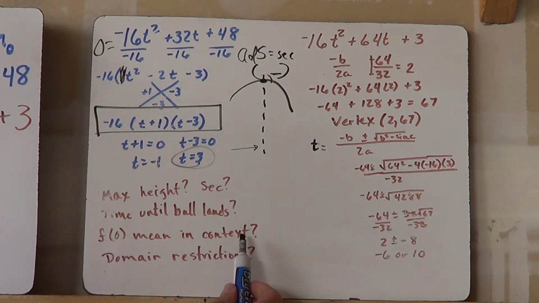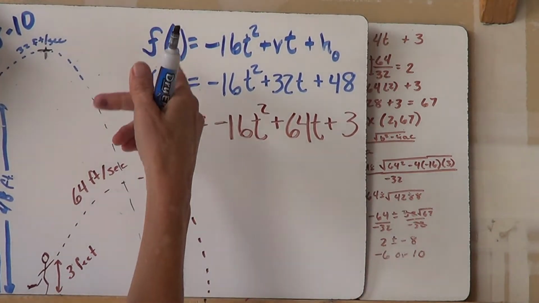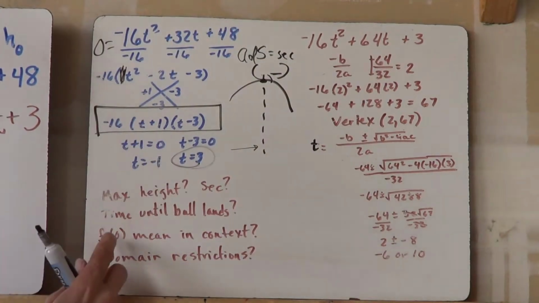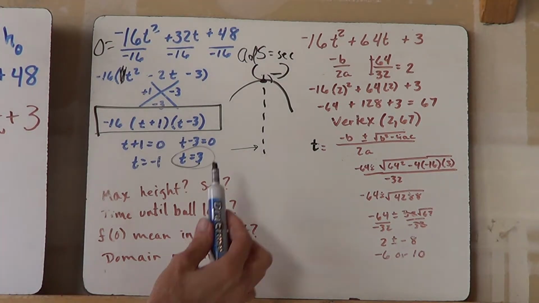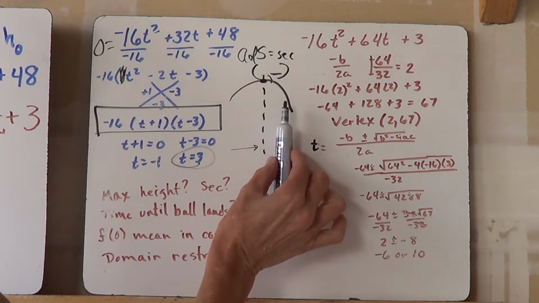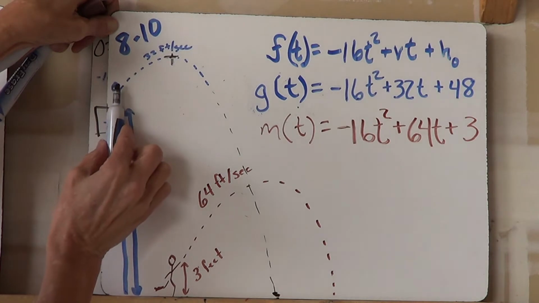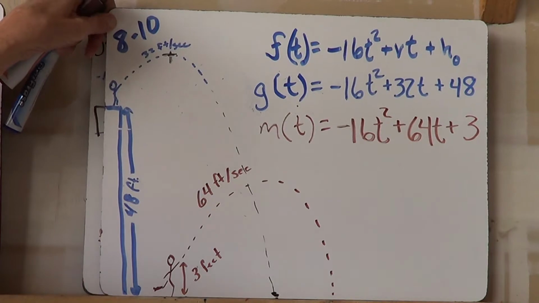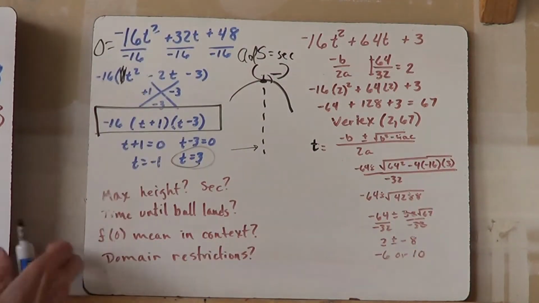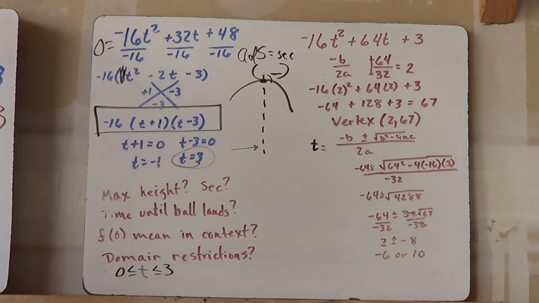What does f of 0 mean in the context of the problem? I already explained that. Back up the film and you'll see what I said when you plug 0 in. Is the domain restricted? Absolutely. The domain, remember, is our left-right. And so right here when the ball first gets thrown, that's at 0 seconds, and it only goes from 0 to 3 seconds because that ball does not continue to travel through the earth. So domain restrictions would be t is less than or equal to 3, greater than or equal to 0.